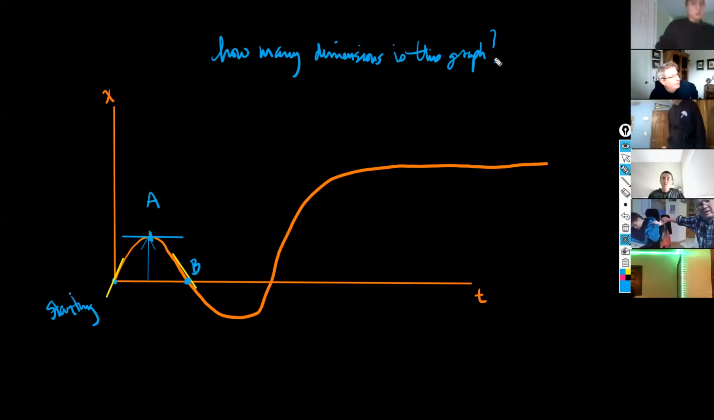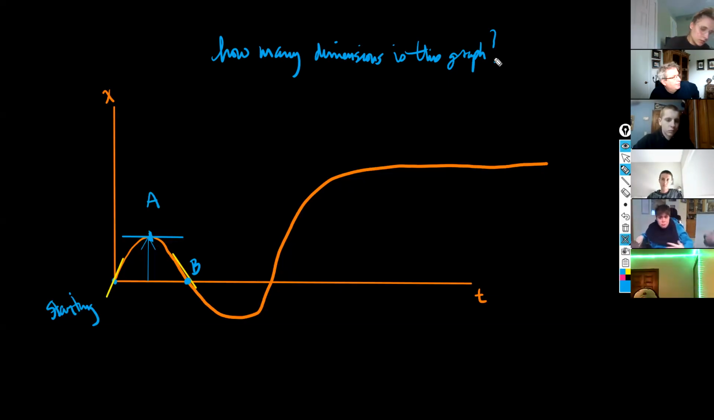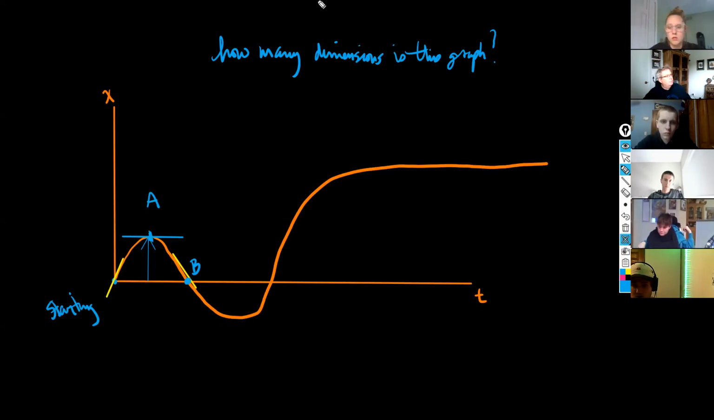How many dimensions is this graph? It's two-dimensional. Zach says three-dimensional. Do you agree? I think it's two-dimensional. All right, Isaac's saying two dimensions. How about the rest of you, Shannon? What do you think? I think it'll be two-dimensional. Ryan? Isn't it just one dimension because it's just going back and forth?